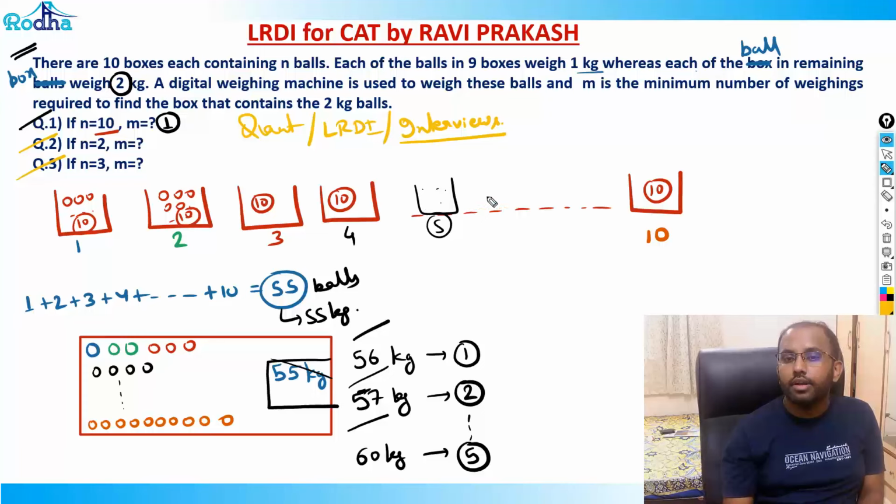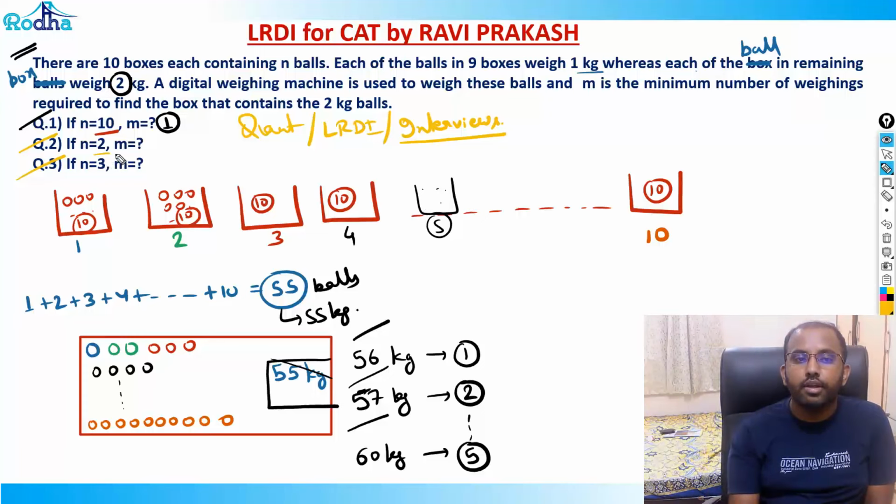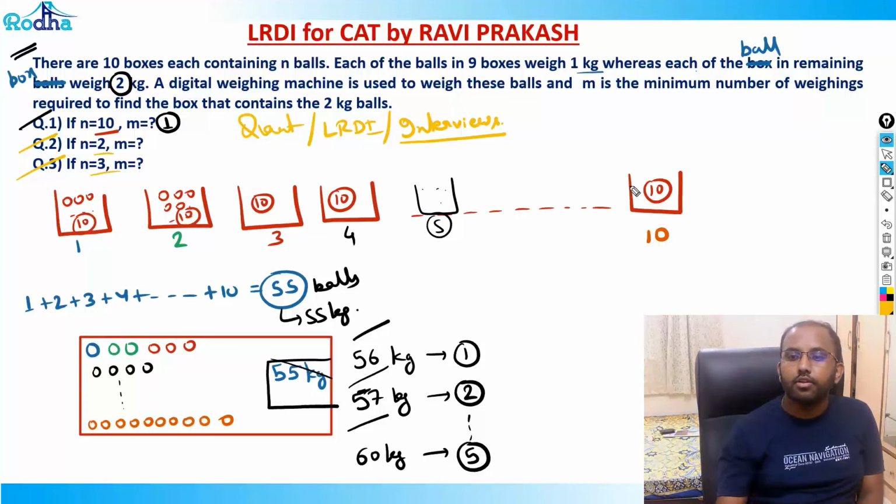I will continue this in the next video. What is the number for n equal to 2 and n equal to 3? We will continue this in the next video.